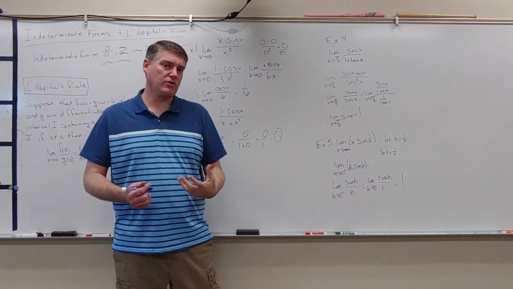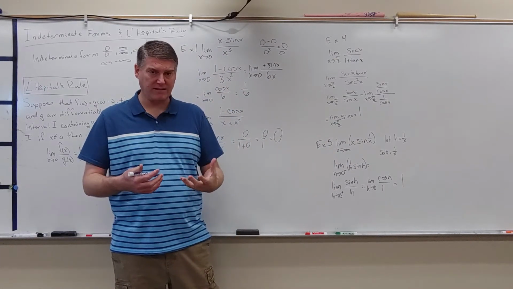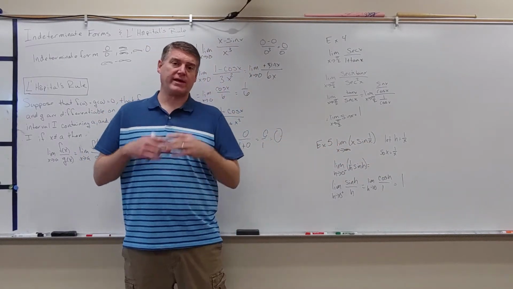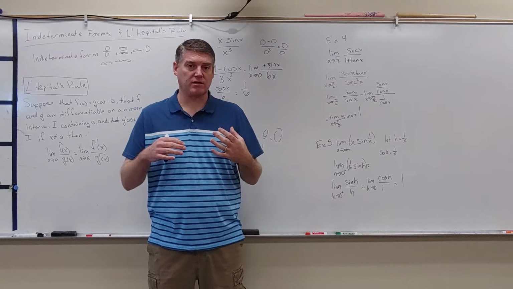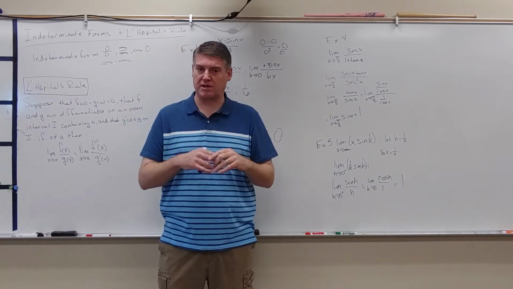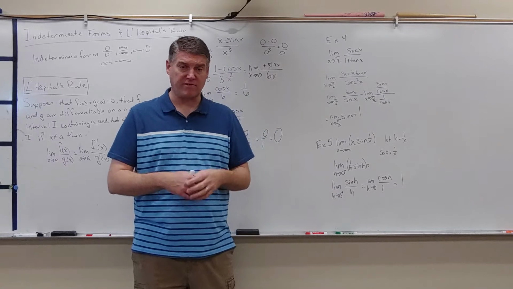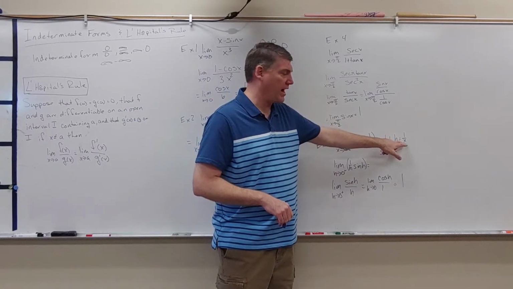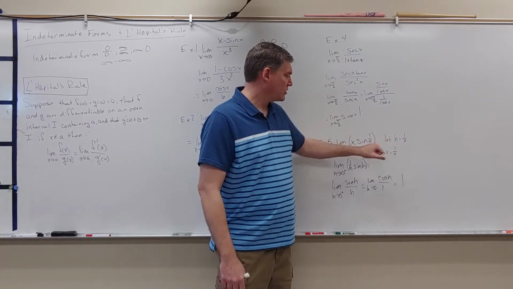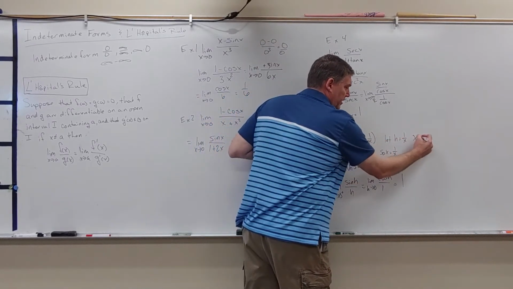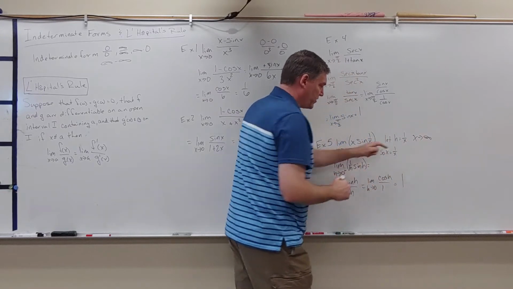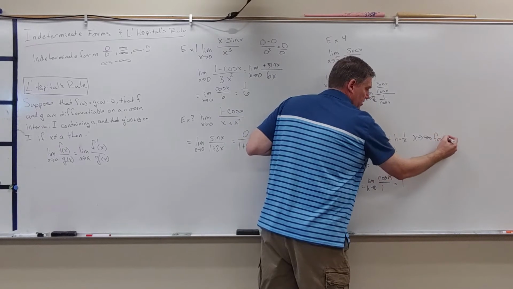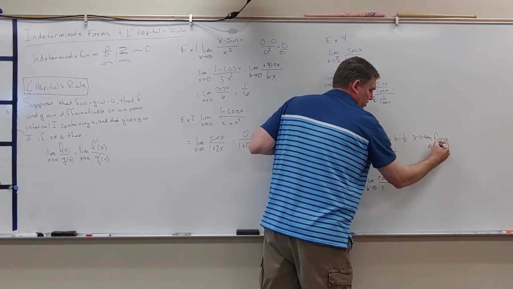So what I'm going to do is let h represent this piece in here, because what I'm trying to do is get this to be a fraction, something over something, so that I can take the derivative and use L'Hopital's rule. I'm going to let h equal 1 over x. Remember x is going to infinity, so this value is going to force h to go to 0.